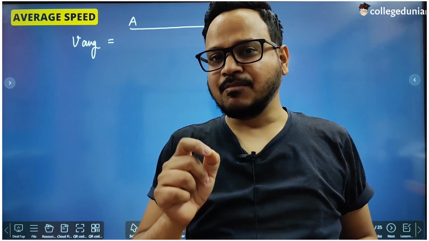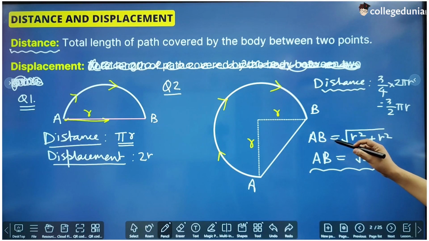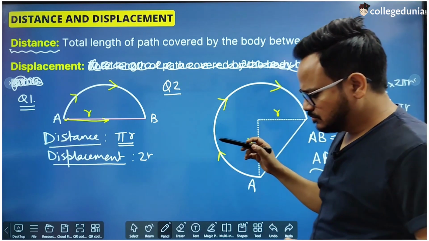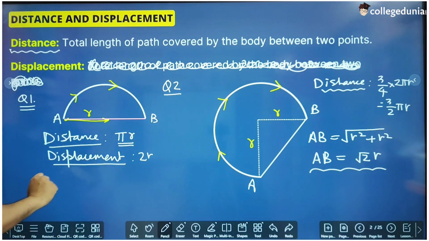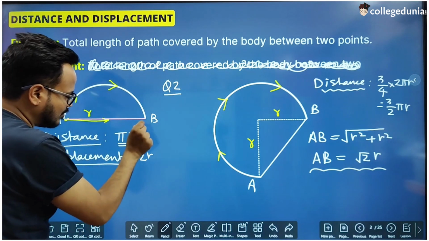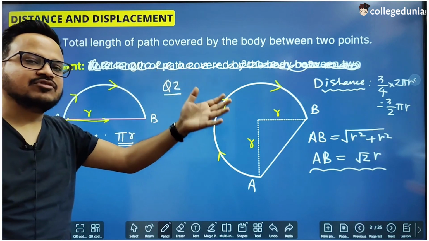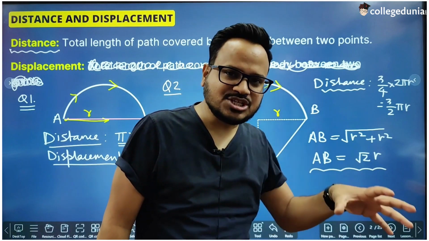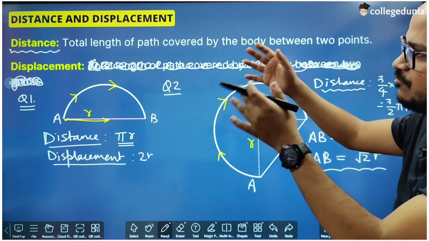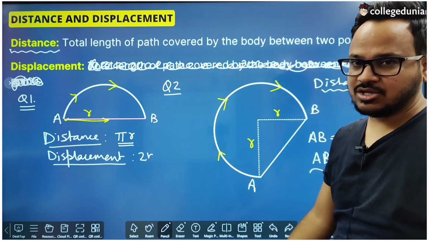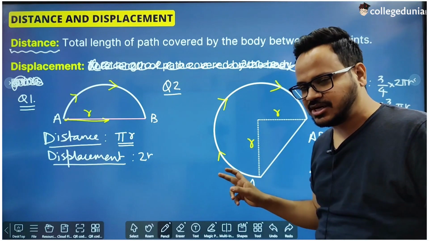But if the body is moving in a straight line, we have taken some examples of distance and displacement, right? That in this case, the body is moving in this path, so the distance is pi r and displacement is 2r. But what is the name of the chapter? The name of the chapter is motion in a straight line. So in this chapter we are not going to study such situations. This was just to give you an example and feel of the difference between the distance and displacement, but we are not going to take such situations because this is not motion in a straight line.